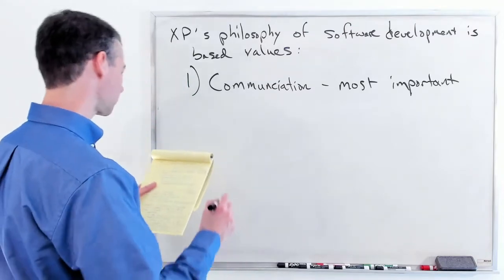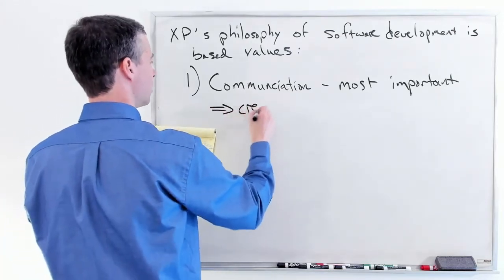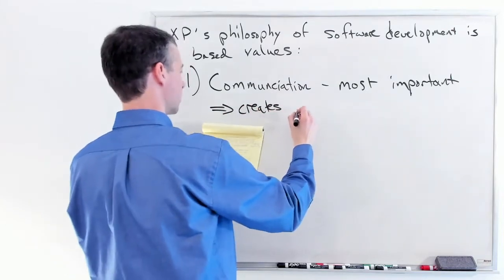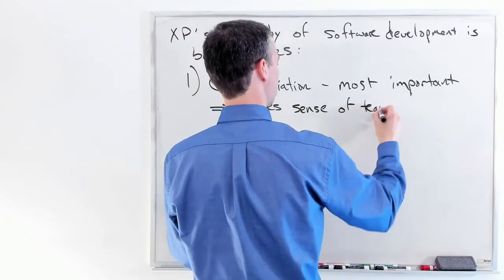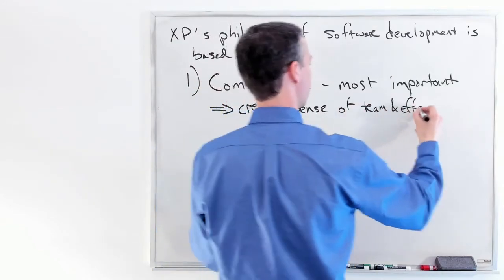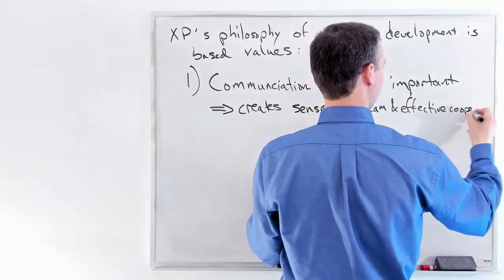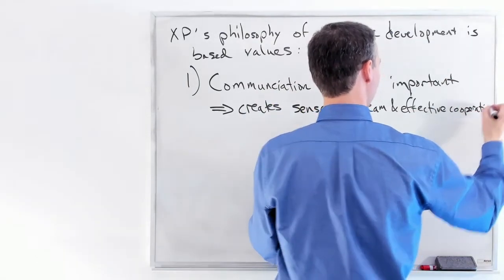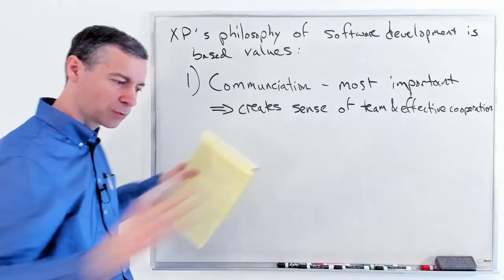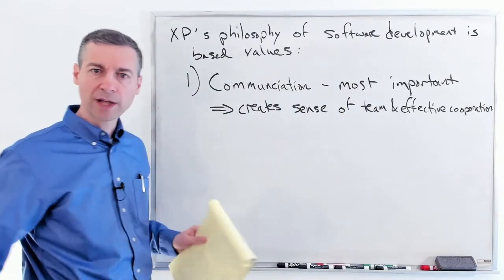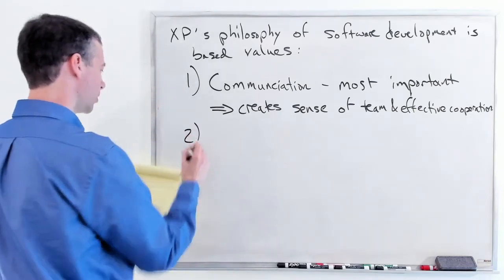Now, one of the results of having really good communication is this idea that it creates a sense of team and effective cooperation. So in other words, if we're going to be working together as a team well and cooperating, at its root is our communication. So he stresses that this is the most important; when we look at all of the principles and practices, one of the key things is going to be to have and improve our communication.